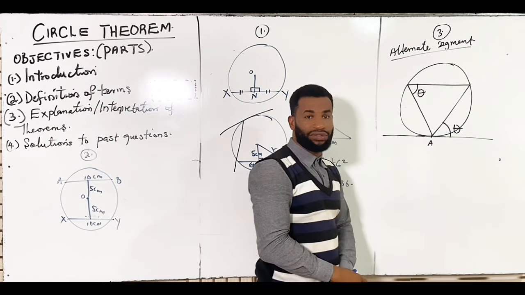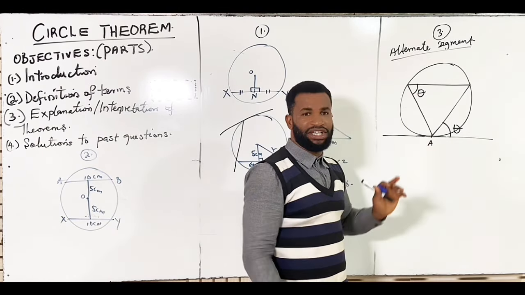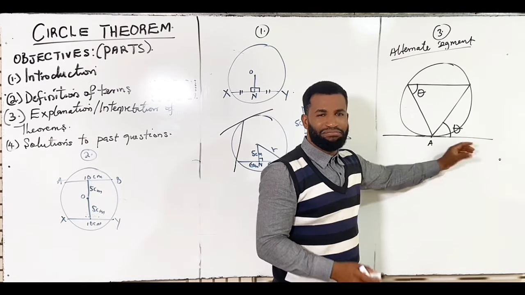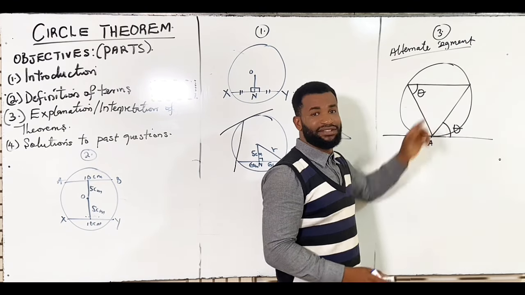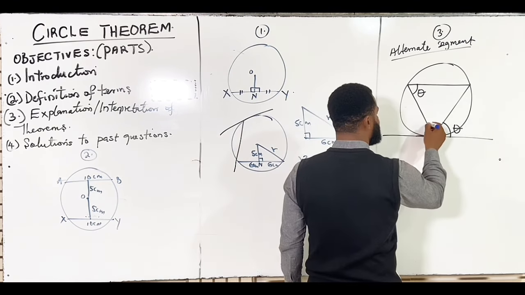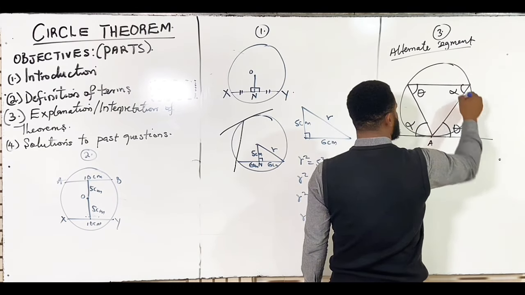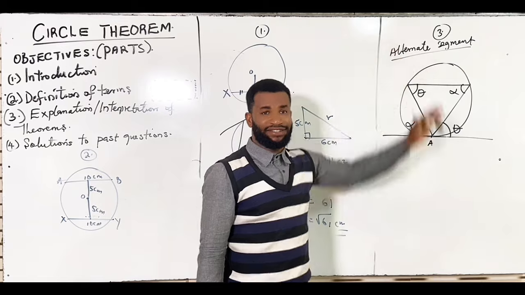We call it alternate segment. So if this place is 50 degrees, this must be 50 degrees. Why? Because this chord and this tangent make an angle, so it forms an angle at the alternate segment. The same thing happens if this place is, let's say, 100 degrees, this side will also be 100 degrees. So this is called alternate segment.